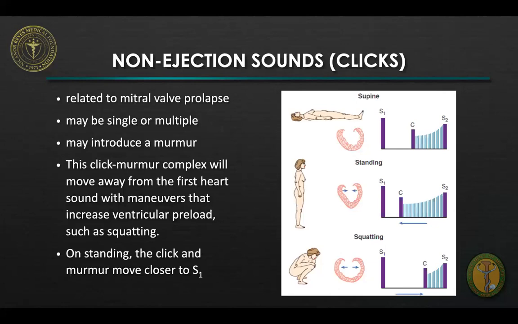For the non-ejection heart sounds, the click is related to mitral valve prolapse. It may be single or multiple, and may introduce a murmur. This click-murmur complex will move away from the first heart sound with maneuvers that increase ventricular preload, such as squatting. On standing, the click and murmur move closer to S1.